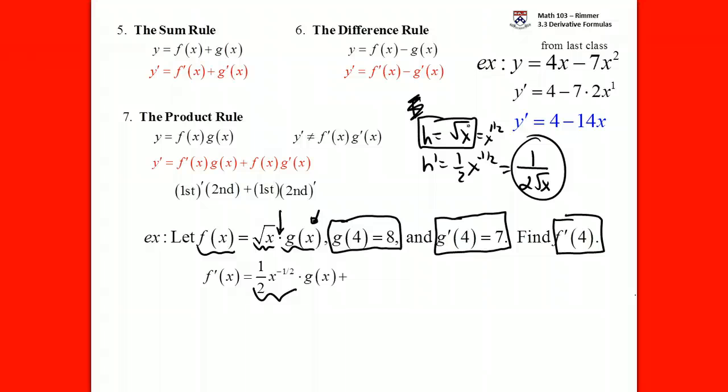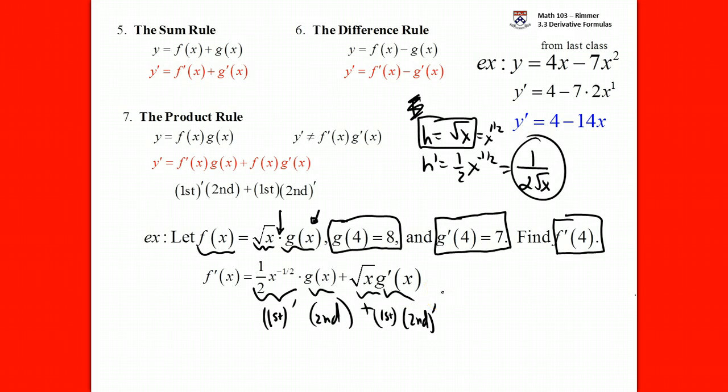All right, that's half of it, right? Derivative of the first times the second plus the first, and then the symbol for the derivative of the second is just going to be g prime.